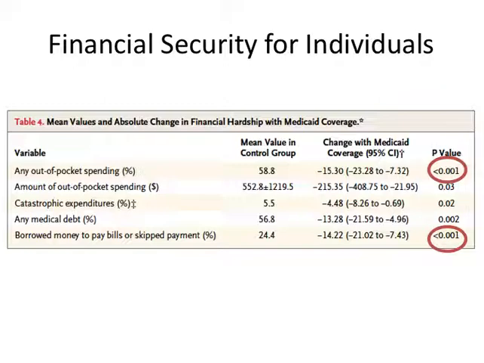This table from the publication demonstrates how the insured population had significantly less healthcare out-of-pocket spending and were less likely to borrow money to pay bills or have a skipped payment. This may not be so surprising, considering that any other type of insurance you purchase, auto insurance, life insurance, renter's insurance, aim to provide financial security in the face of potentially unanticipated spending.